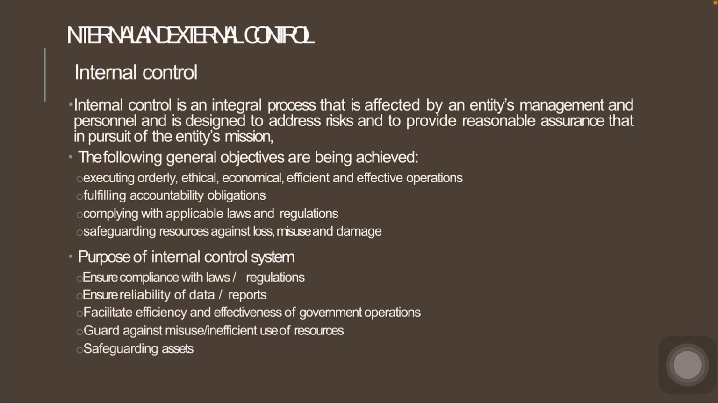internal control. So the purpose of having internal control system is to make sure that all laws and regulations are being complied. Maksudnya segala peraturan dan undang-undang dipatuhi. Number 2, untuk pastikan the reliability of the data ataupun report. Maksudnya data yang mereka dapat tu, report mereka dapat tu, mereka boleh bergantung. Maksudnya sahih lah data tu kan. Next, to facilitate the efficiency and also effectiveness of the government operations. Tadi kita kata the safeguard with the resources kan. So guard against the misuse, inefficient use of resources. And last but not least, safeguarding the asset.